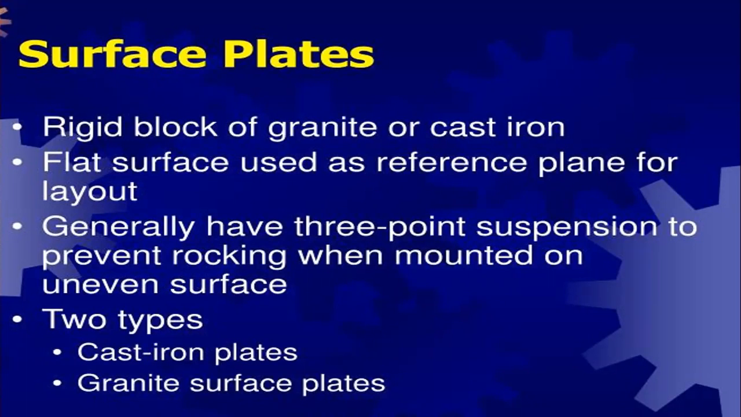Surface plates are rigid blocks of granite or cast iron material. They are rectangular, rigid blocks. Rigid means it does not move on any side; we have to fix it at the base of the machine or any other thing. So it is of two types: the first one is granite material and the second one is cast iron.